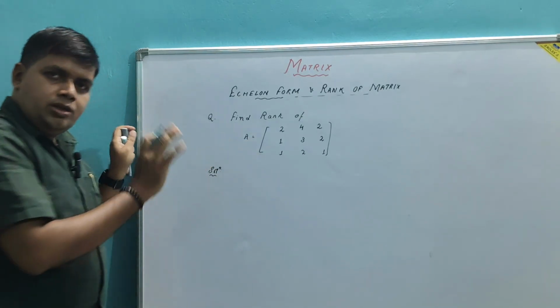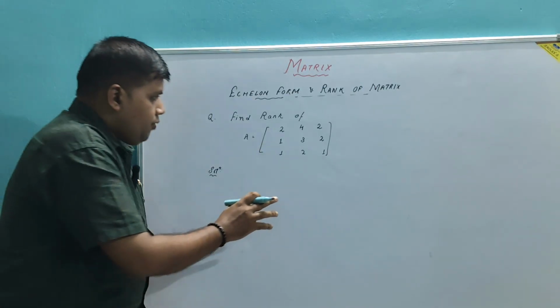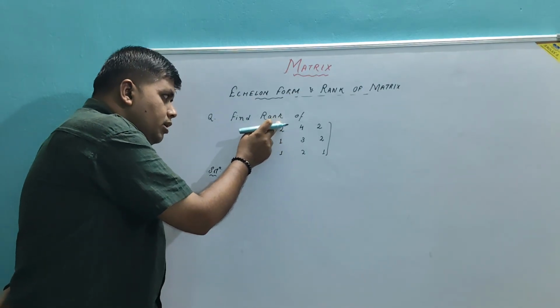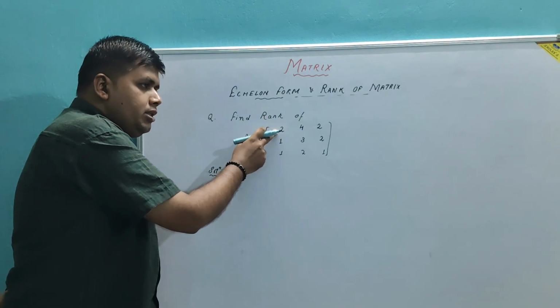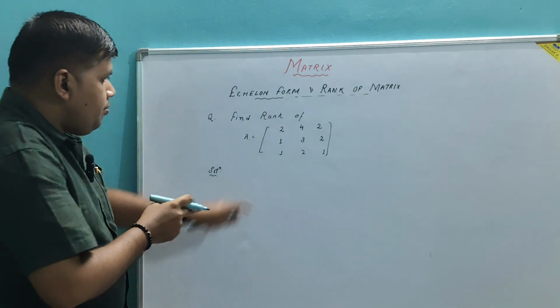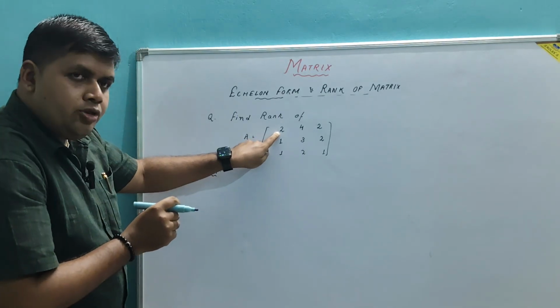So first, we have to check whether this is in echelon form or not. No, it is not in echelon form. Next, we have to find the pivot element, which is 2. So let's make it 1 first. How can we make this 1? This can be made 1 by dividing by 2.